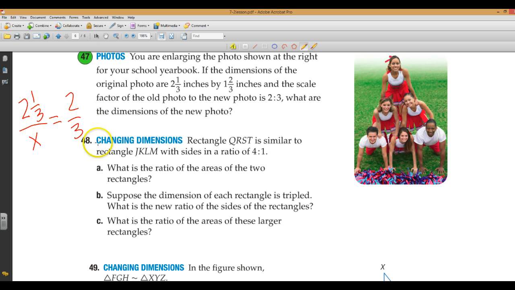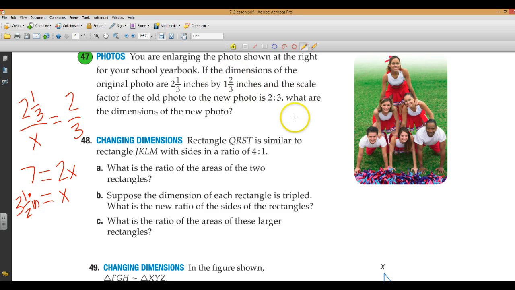So we cross multiply 3 times 2 1/3. So 3 times 2 is 6, 3 times 1/3 is 1, so that would be 7, is equal to 2 times x divided by 2, and x is equal to 3.5. So one of the dimensions would be 3.5 inches, so we would do the same to find the other dimension.